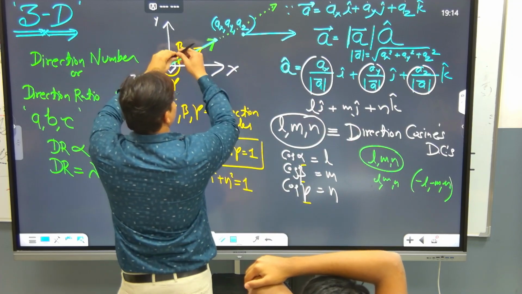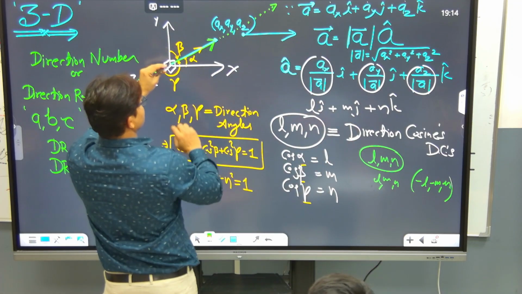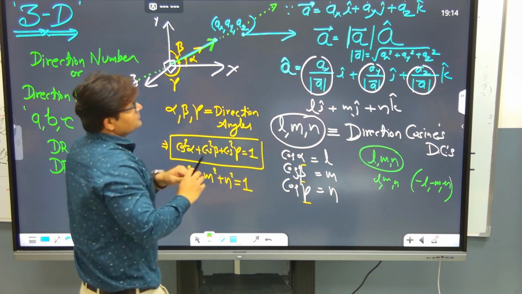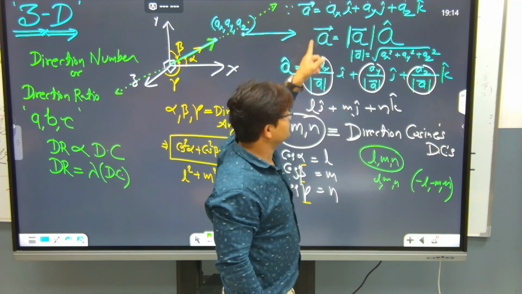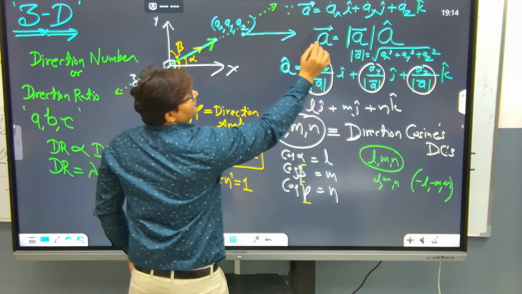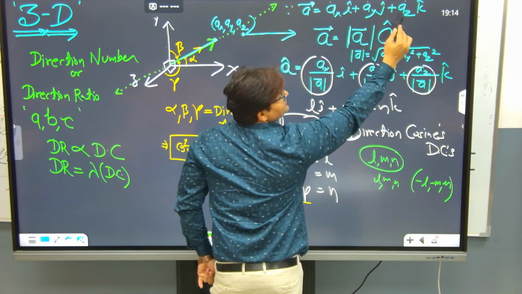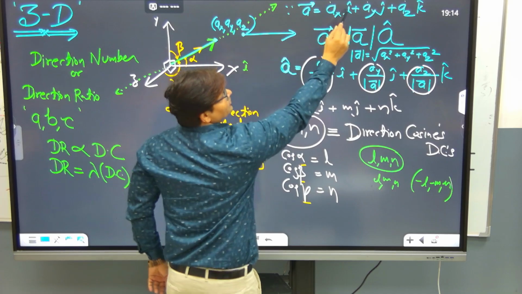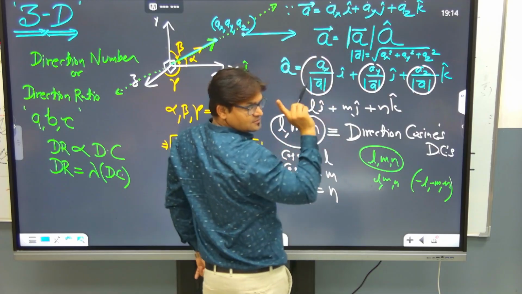Now check. We have this x, y, z and here we have this vector A. So for the projection of A along the x-axis, we take this vector A dot the direction of the x-axis. Ax i cap plus Ay j cap plus Az k cap, dot i cap. So i dot i is 1, and that value is only Ax. Clear?